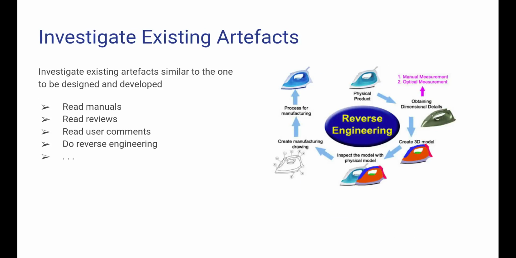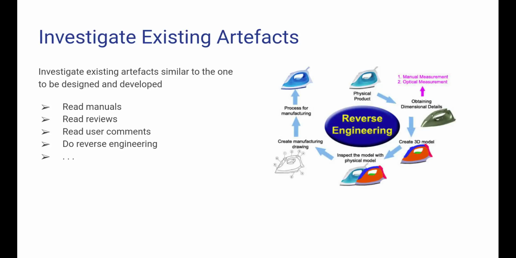Yet another way of listing requirements is to investigate existing artifacts. For example, you can read manuals of artifacts that are similar to the one to be designed and developed, or you can read reviews or user comments about such artifacts.